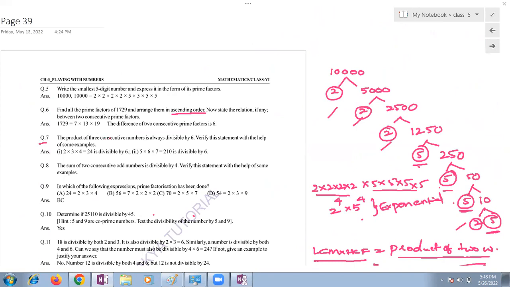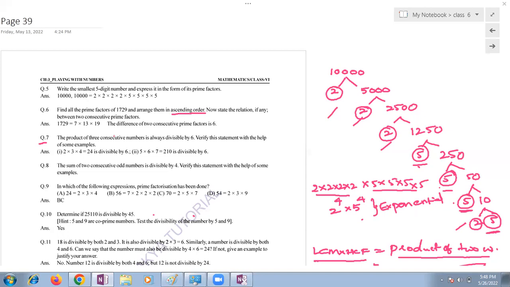Yes, please. The product of 3 consecutive numbers is always divisible by 6. Verify the statement with the help of some examples. Very good. The product of 3 consecutive numbers is always divisible by 6.